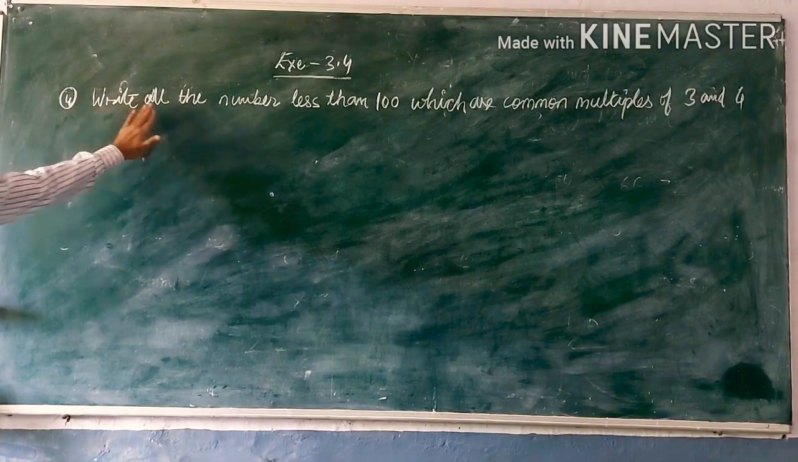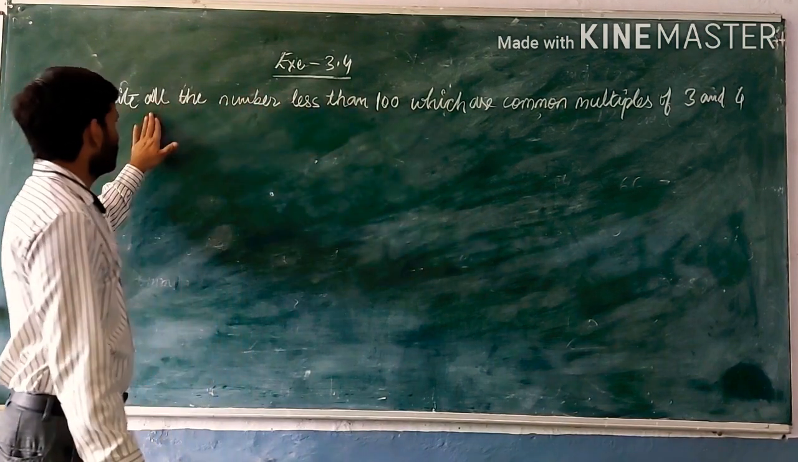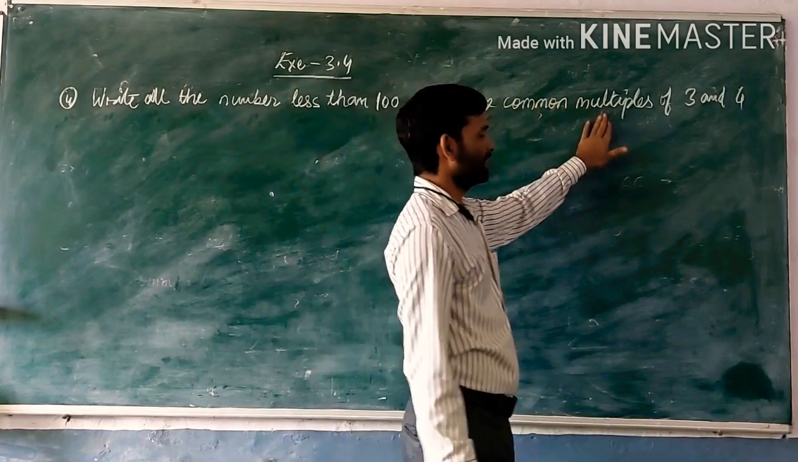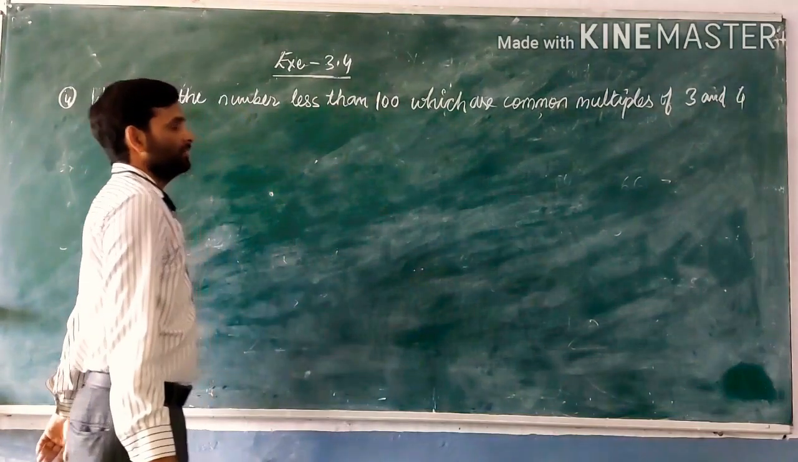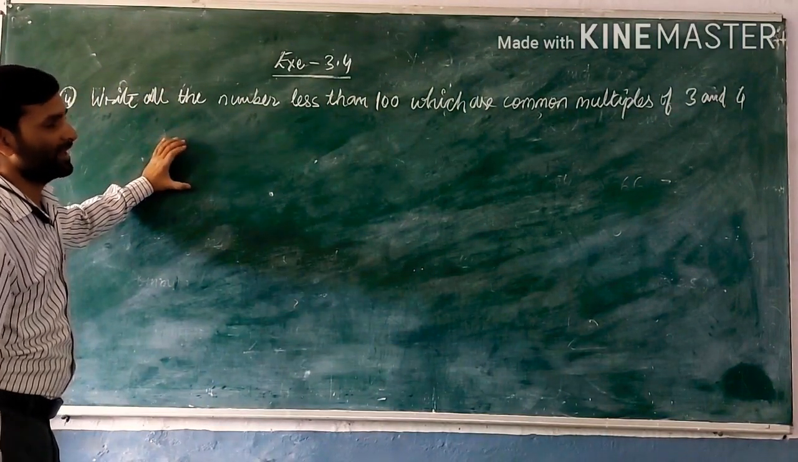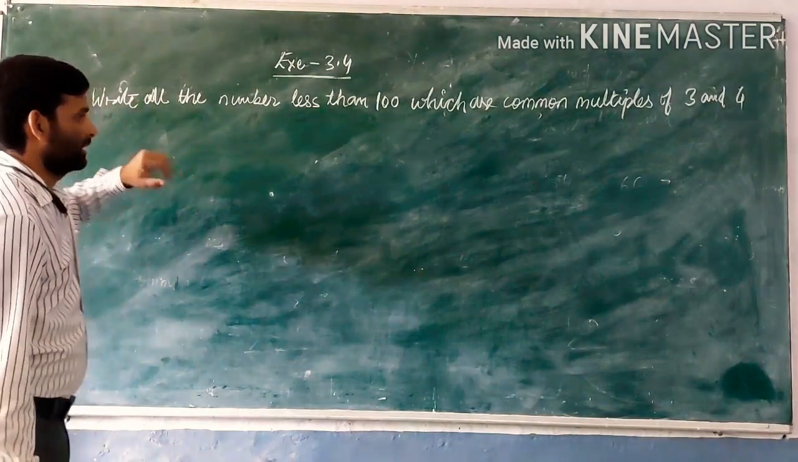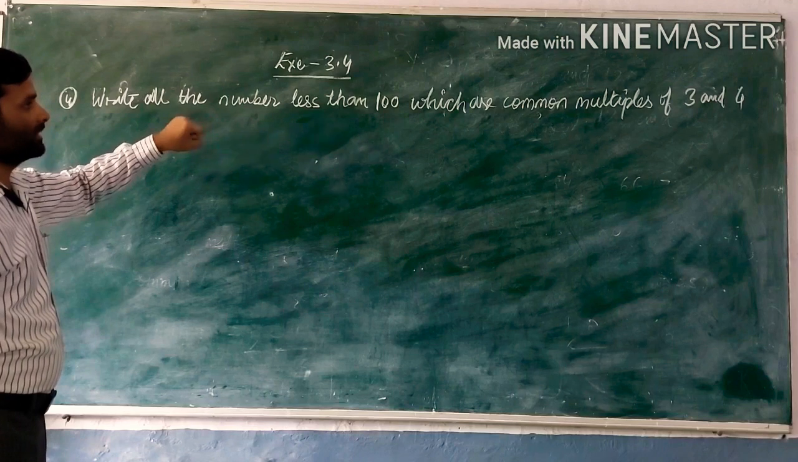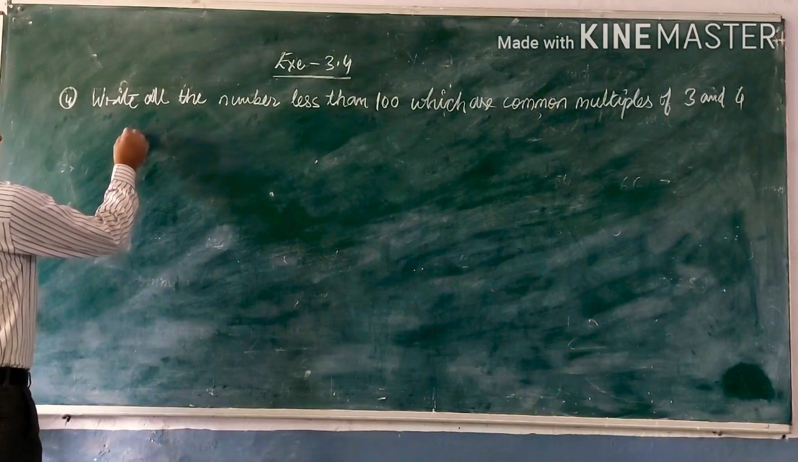Write all the numbers less than 100 which are common multiples of 3 and 4. It means you write the common multiples of 3 and 4 that are less than 100. Okay, now the first will be like this.